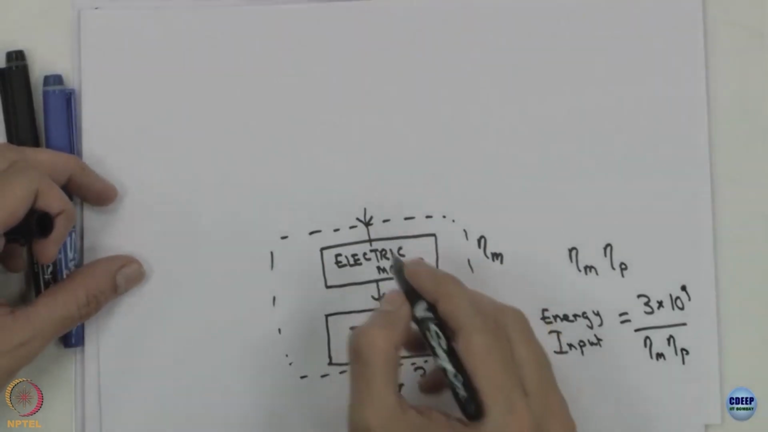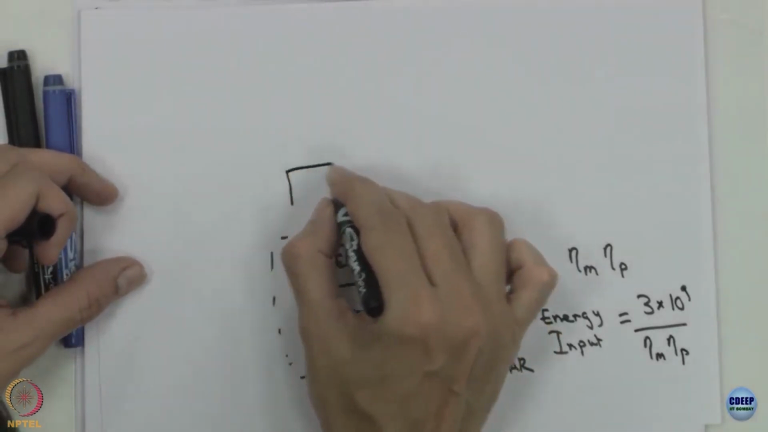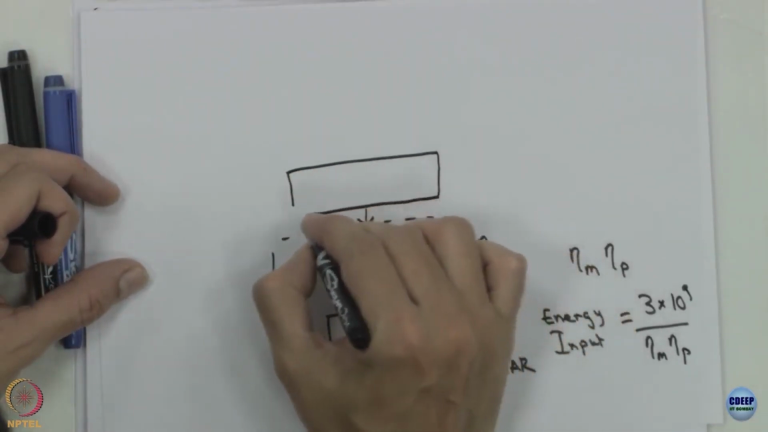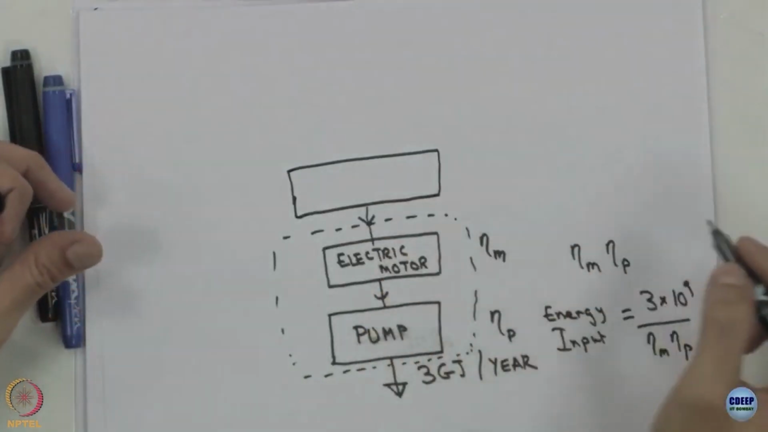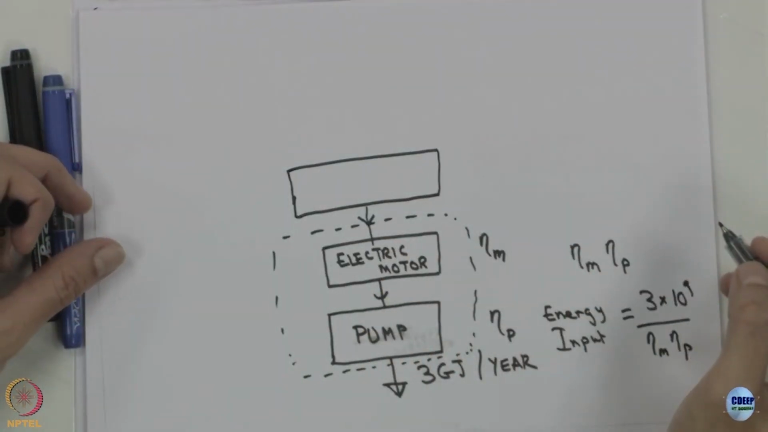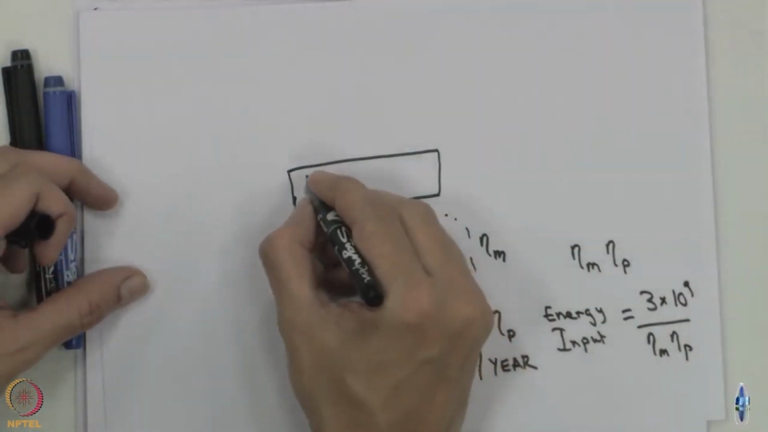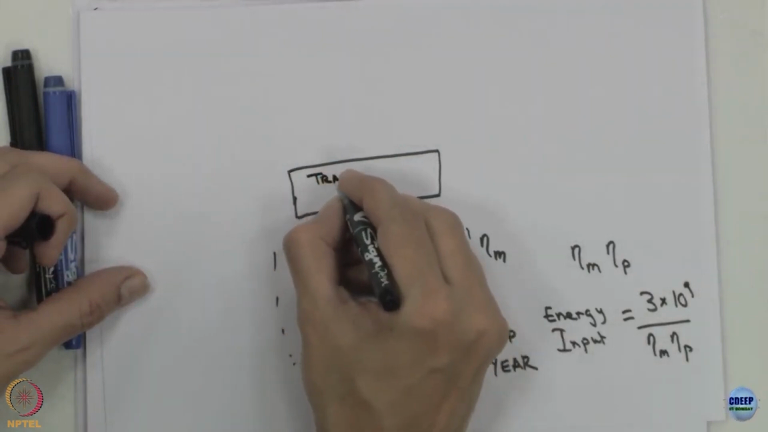Now, before this, the electricity that we are getting is coming through a transmission and distribution network. So you have a transmission and distribution network.